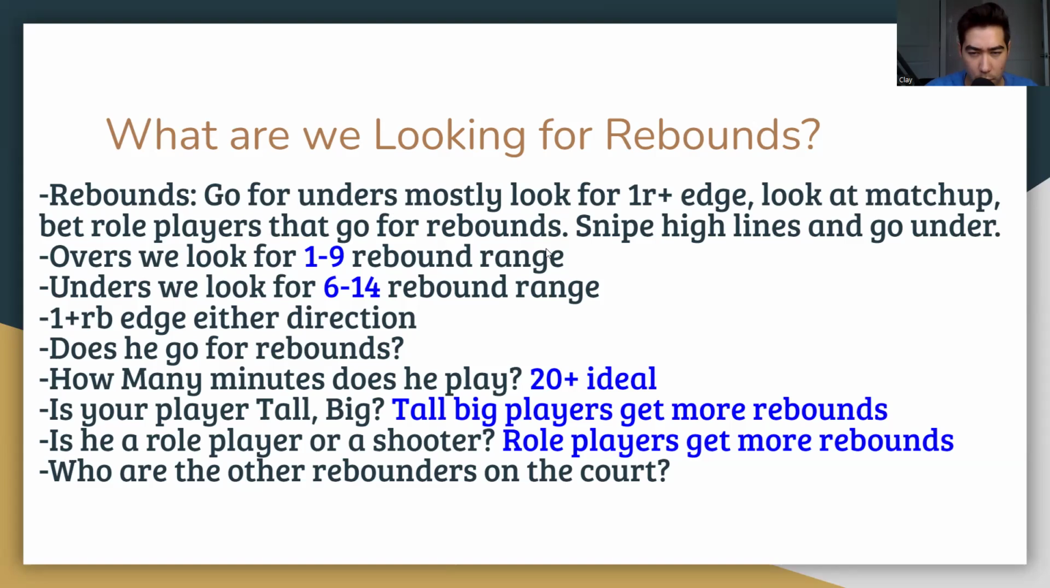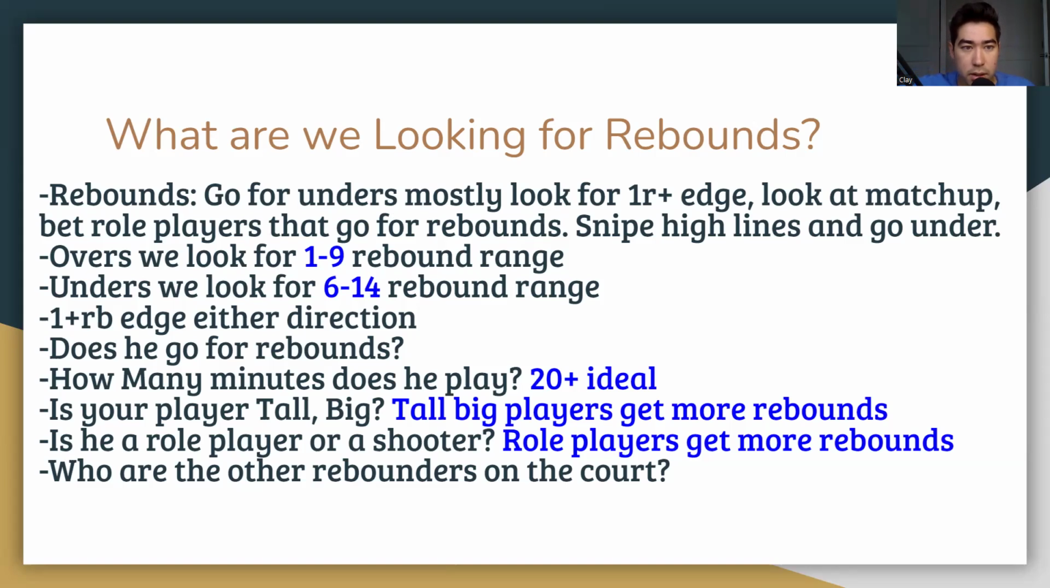Rebounds, we're going for unders mostly. So unders, we're looking at a 6 to 14 rebound range. Overs, we're looking at like a 1 to 9 rebound range. But we're gonna be sniping overs or unders mostly with like a 1 plus rebound edge.